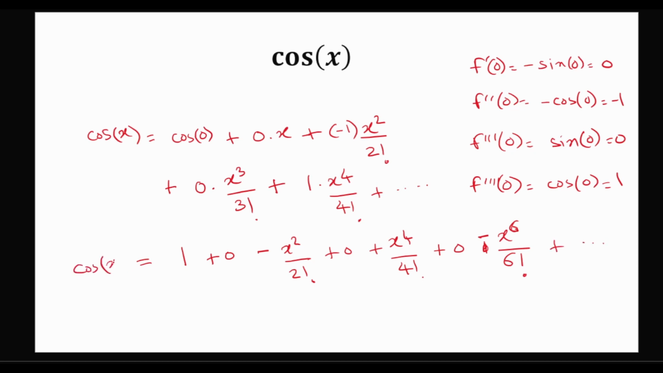So this is the Maclaurin series representation of cosine of x. Lastly, we need to find the Maclaurin series expansion of e to the x, which is quite simple because all of the derivatives evaluated at 0 would equal 1 in this case, since the derivative of e to the x is equal to e to the x itself.